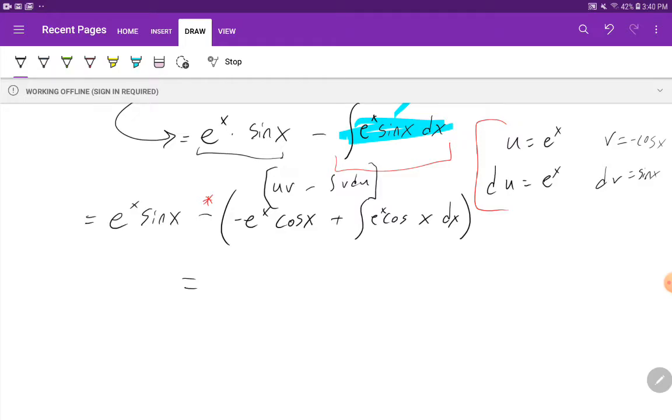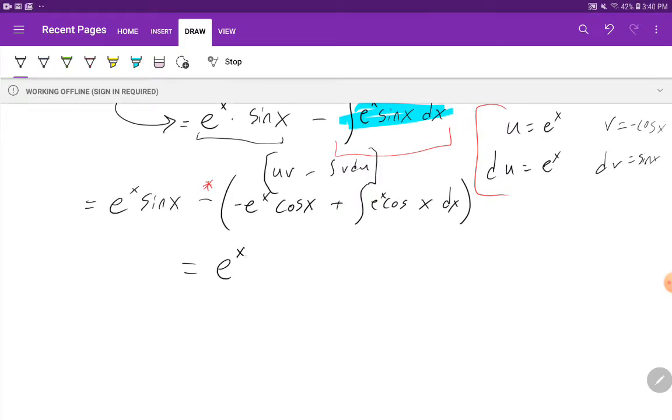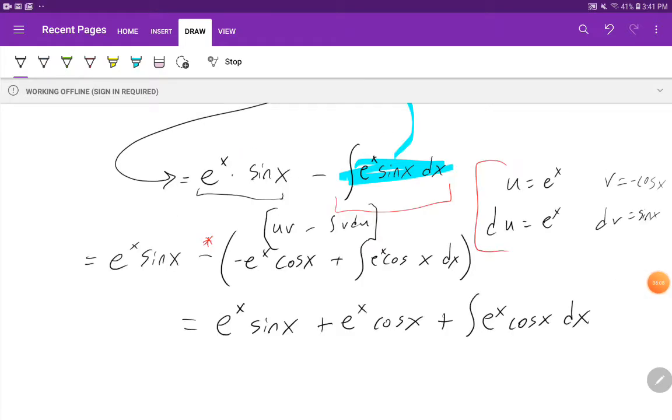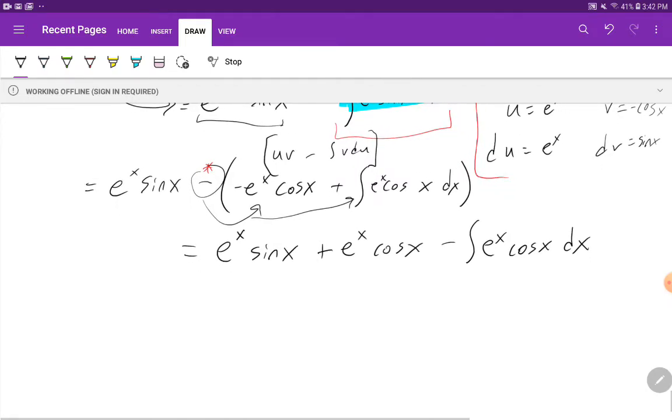So watch, I'm going to clean this up a little bit. Let's see what I get. e to the x sine x plus e to the x cos x plus integral of e to the x cos x dx. Whoops, I made a small mistake. That should be a minus sign. Oh my gosh, the negatives even got me, right? Because once again, this negative out here distributes to both of these terms, all right? So this is what we have, all right?